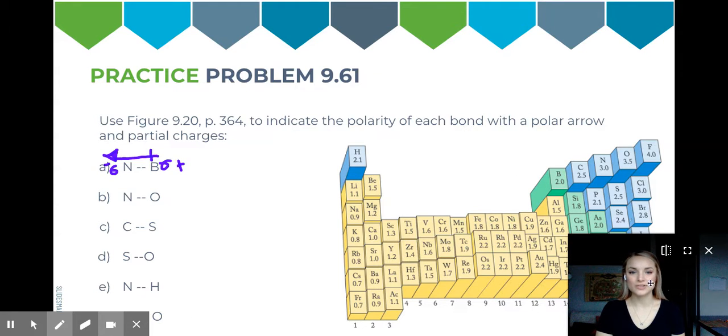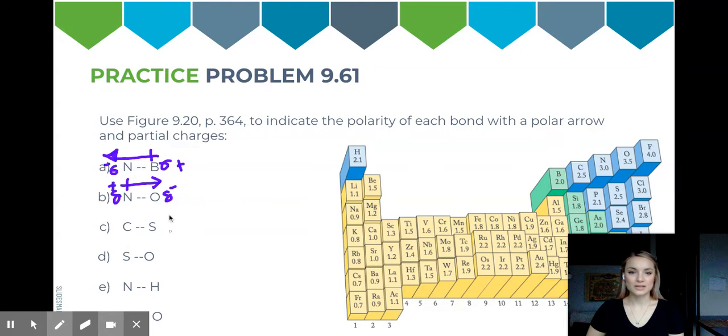Let's take a look at nitrogen and oxygen. Again, 3.0, and this time oxygen has an electronegativity of 3.5. So we will see the opposite side convention. Nitrogen is slightly more positive. So this time we'll see our plus there and our minus with oxygen.